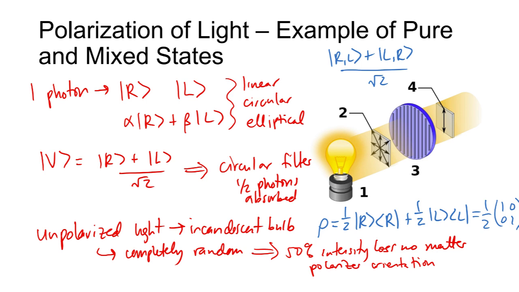There are other ways to generate unpolarized light. One possibility would be to introduce some kind of uncertainty in the preparation of our photon. So if we passed it through a birefringent crystal that had a rough surface, so that slightly different parts of the light beam acquired slightly different polarizations, that would be a way to make a mixed state.